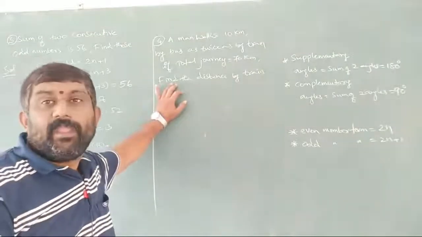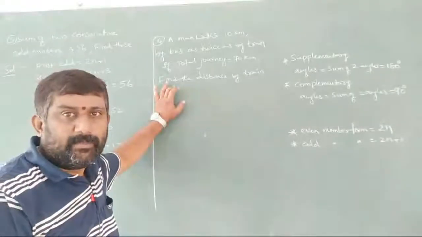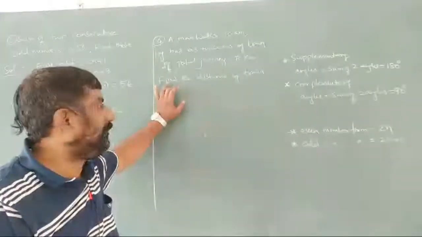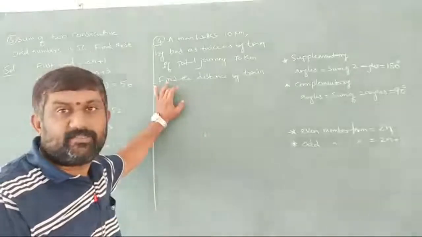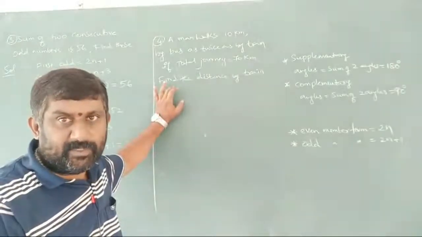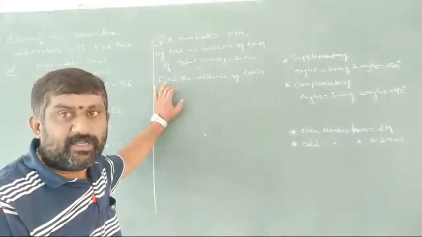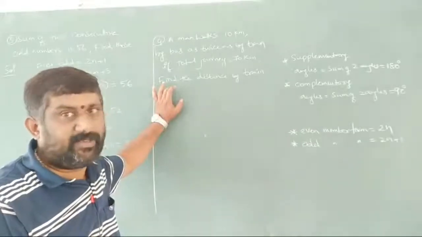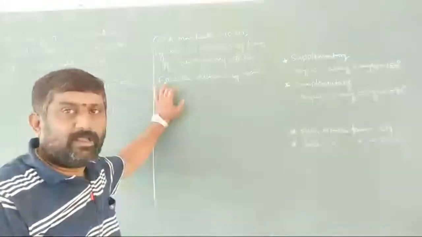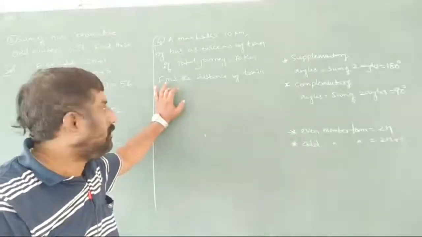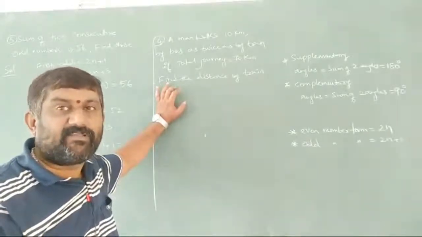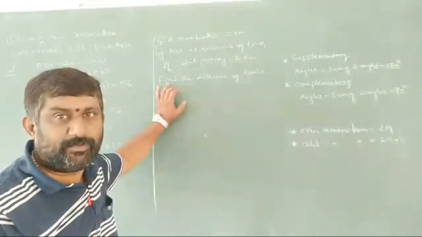Observe the problem here. A man travels 10 kilometers on foot, and by bus twice as much as by train. If the total journey is 70 kilometers, find the distance by train. Okay, a man is first of all walking 10 kilometers, and after that he is continuing his journey by train as well as by bus. But the thing is, the distance by bus is double that by train. If he is traveling with a train, suppose assuming some 10 kilometers, by bus it is going to be double, nothing but 20 kilometers.